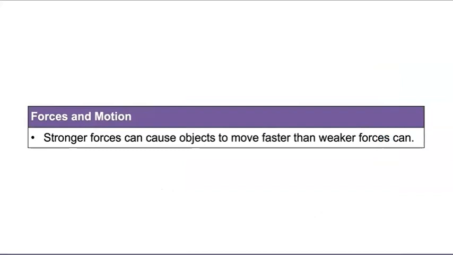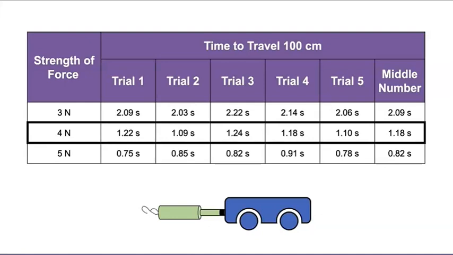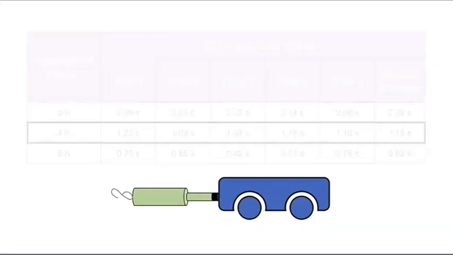We learned that stronger forces can cause objects to move faster than weaker forces can. Do you remember how we learned this? We learned this from our investigation. Let's look at the data from our last lesson. In our last lesson, the variable we tested was force. What is the variable in this investigation? The variable in this investigation is mass. Today, we will repeat our trials for a 4-Newton force. But this time, we will test our train models at different masses.